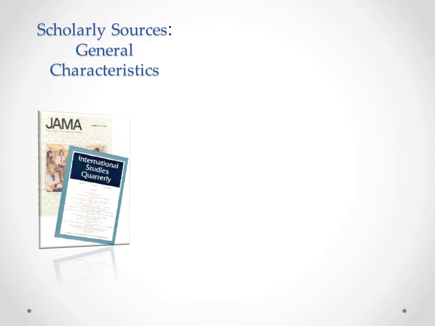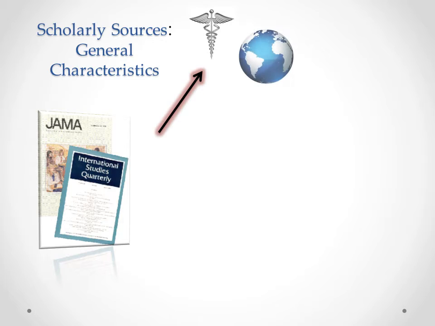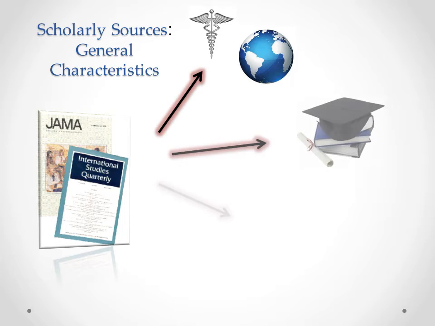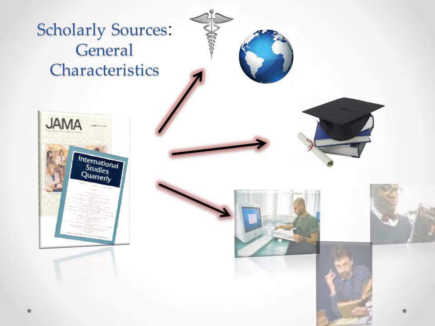Scholarly literature is published in subject-specific journals. In this example, you can see the Journal of the American Medical Association, or JAMA, and International Studies Quarterly. Scholarly journals are typically available through subscription only. You usually can't find them in stores. These articles are geared towards scholars and experts in the field, and they undergo reviewing by other scholars in the field. This is known as the peer review process.